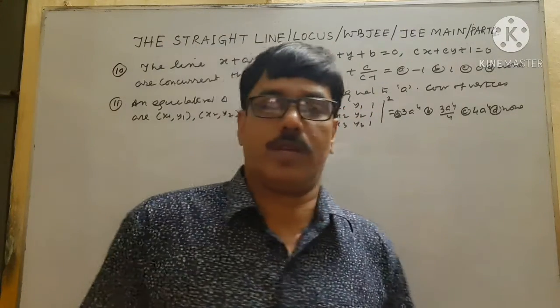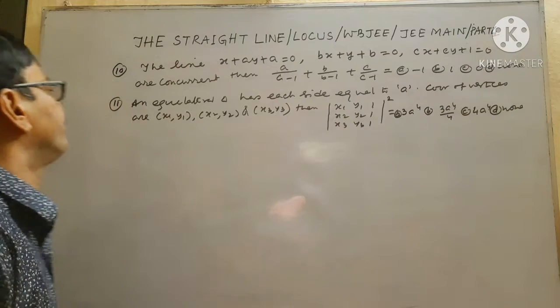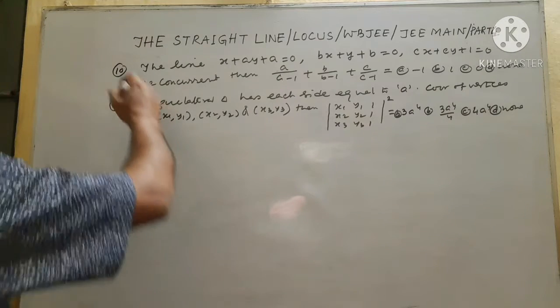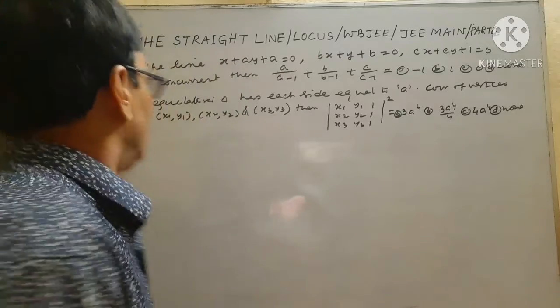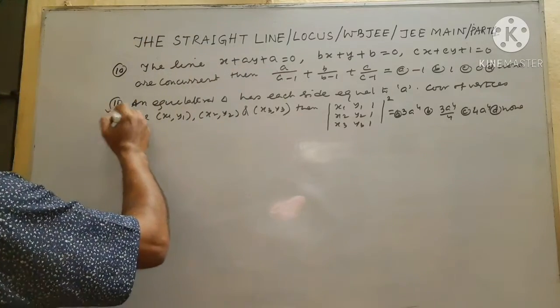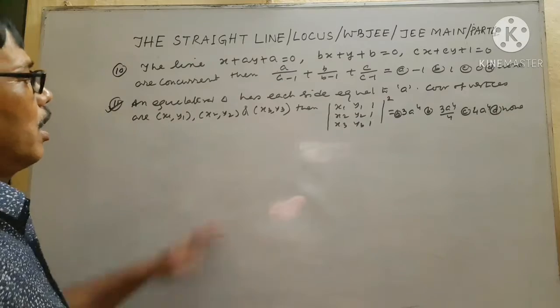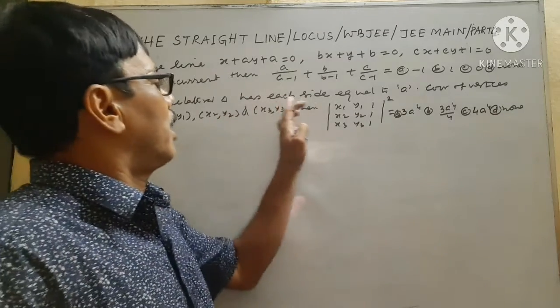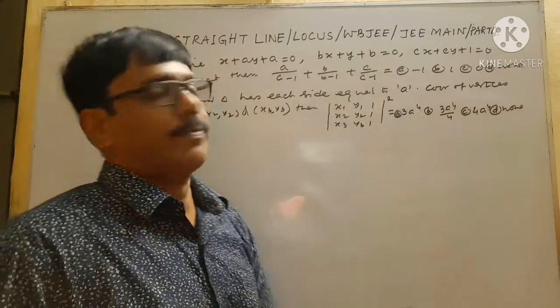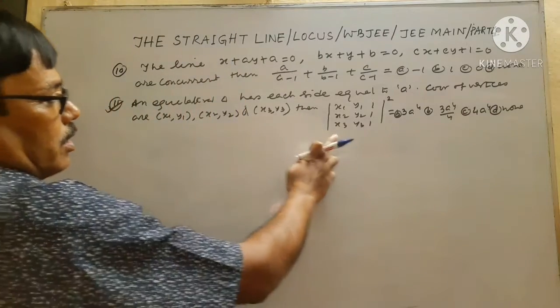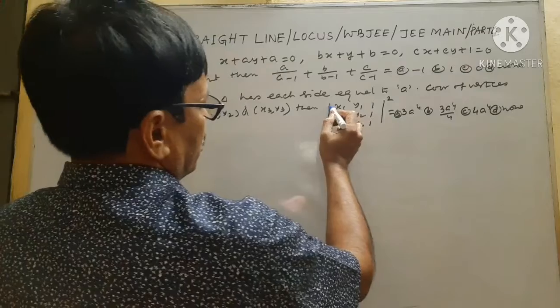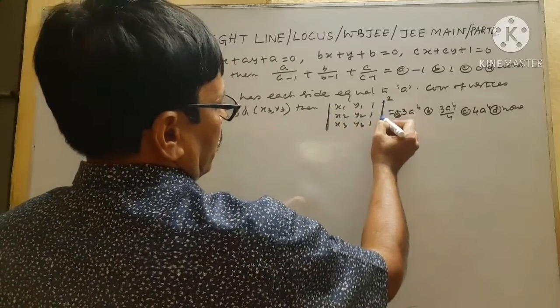Now we consider two more problems, problem number 10 and 11. Look, problem number 11 first. An equilateral triangle has each side equal to a. The coordinates of the vertices are this. Then what is the value of this determinant, whole square?